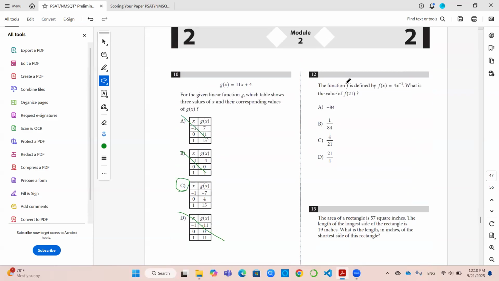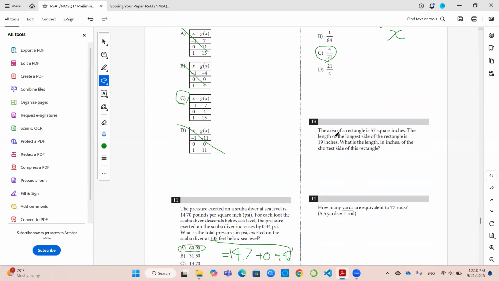The function is defined by f of x is equal to 4x to the power minus 1. What is the value of f of 21? So we're talking about this. So if I put 21, it becomes 4 over 21. So C is the correct answer.